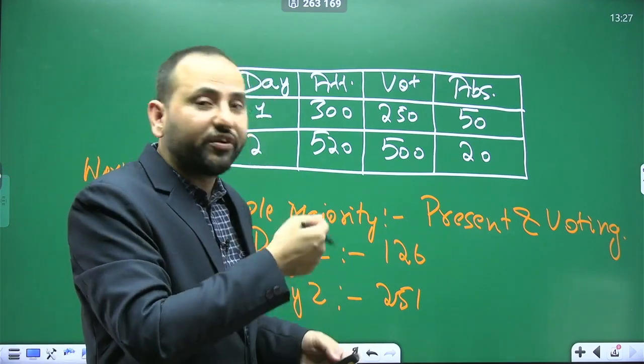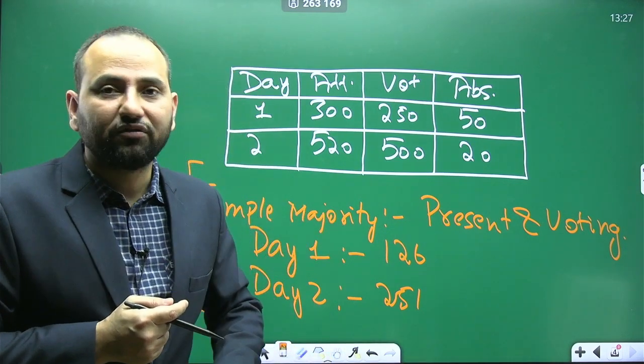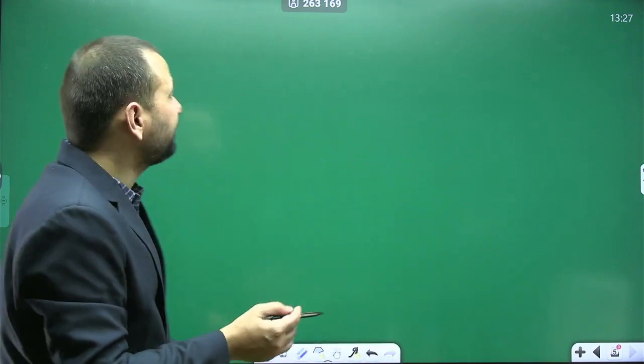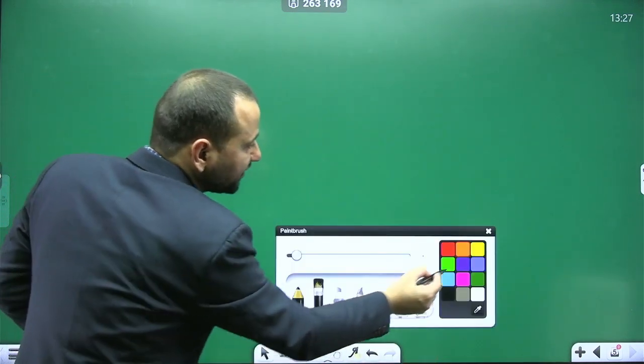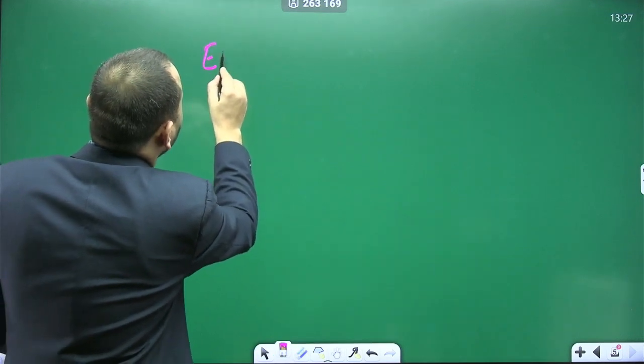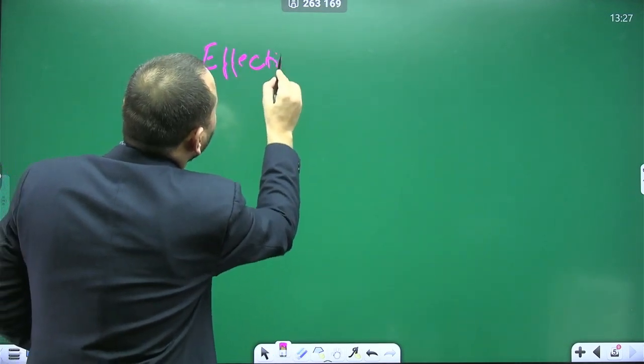Let's move further into this concept of types of majority. So the next thing which we need to understand here is this concept of effective majority. And to understand this concept of effective majority, we just need to understand one dimension, that is the majority of effective strength of the house.